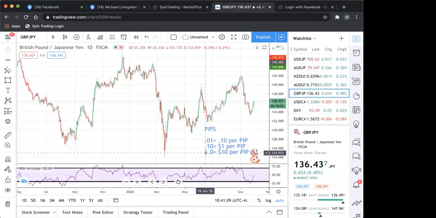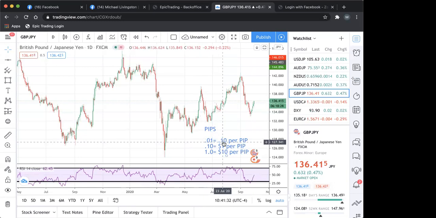I'm about to tell you guys what lot sizes you should be using. If you have a $200 to $300 account, I would not use any more than a 0.02 or 0.03 lot size. Honestly, 0.03 and under. If you did a 0.03 lot size, that would be 30 cents per pip, so 10 pips would be $3. Does that make sense?